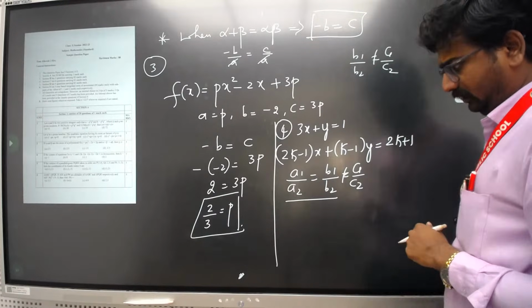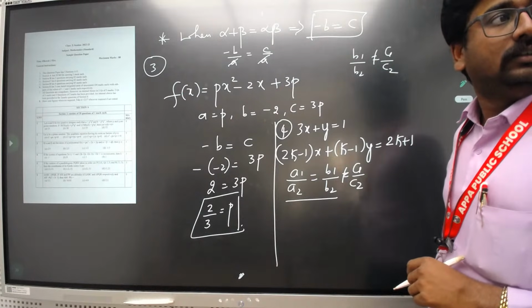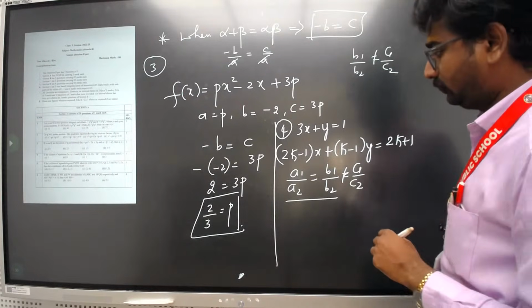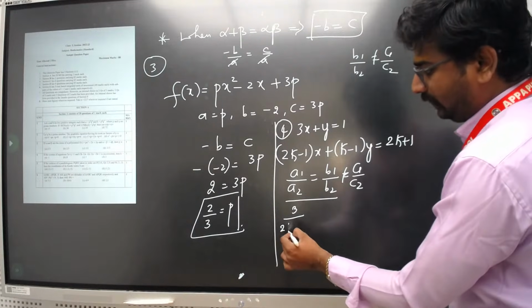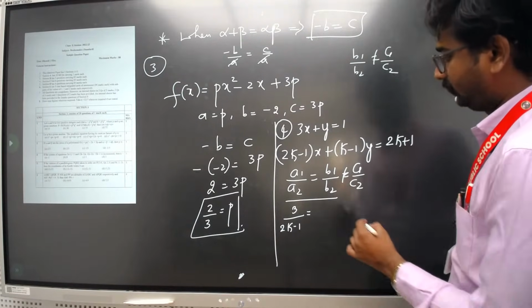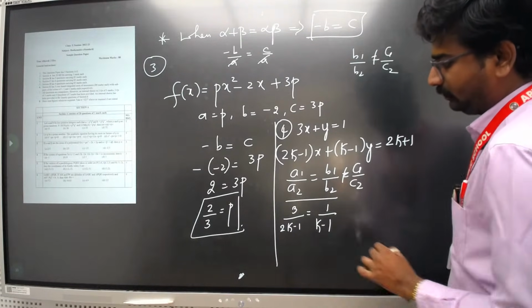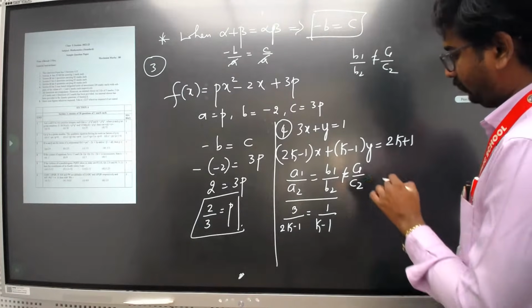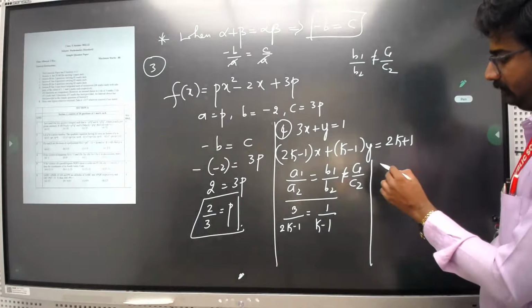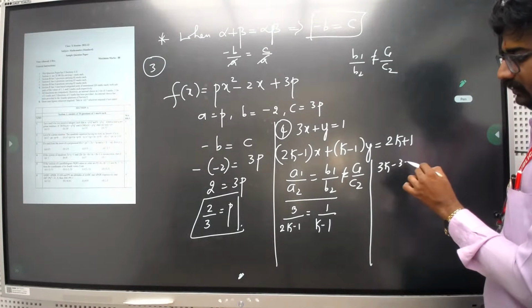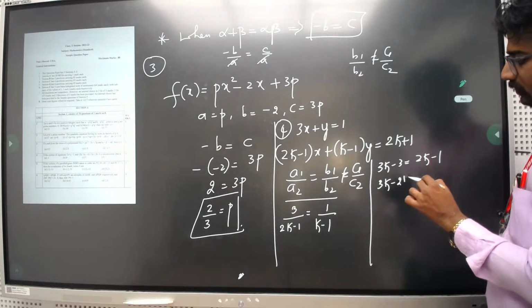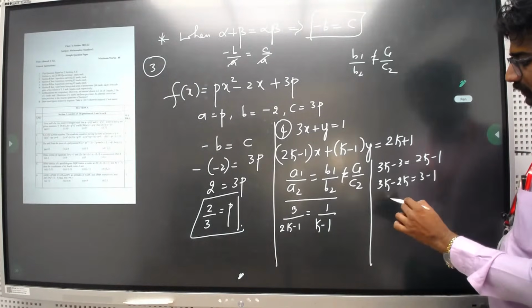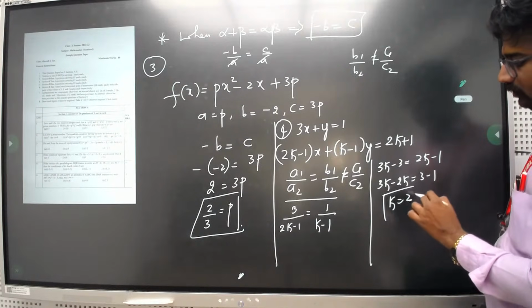So coming to this solution. 2 or minus 2, you check. 2, sir. Okay. 3 by 2k minus 1 is equal to 1 by k minus 1. Cross multiply. What will be the value when you cross multiply? 3k minus 3 is equal to 2k minus 1. 3k minus 2k is equal to 3 minus 1. K value will be 2.